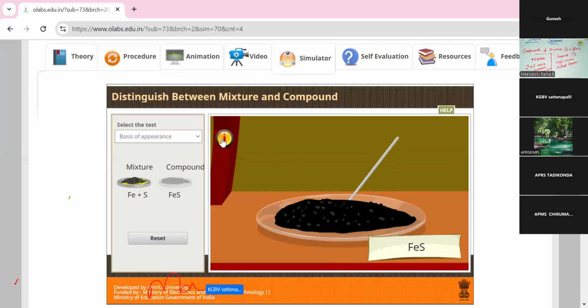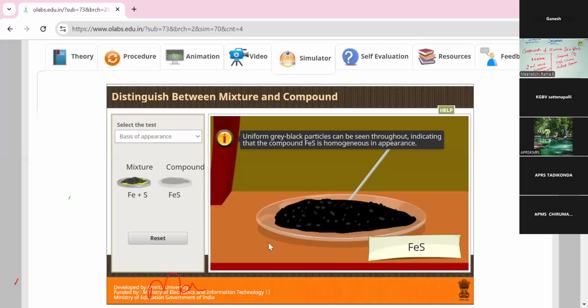There is no change. The uniformly gray-black particles seen throughout, with a homogeneous appearance, indicate that the compound is FeS. So this is the compound nature. The first one is a mixture, this is the compound. On the basis of appearance, we can separate them. Which one is mixture? Which one is compound?